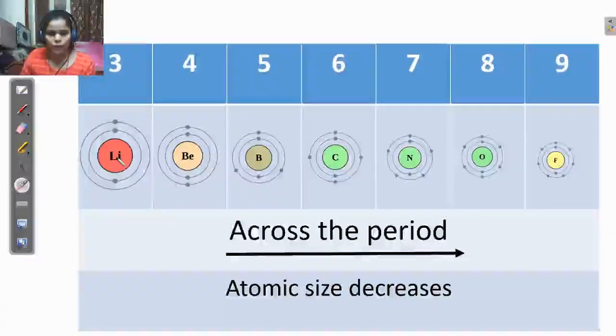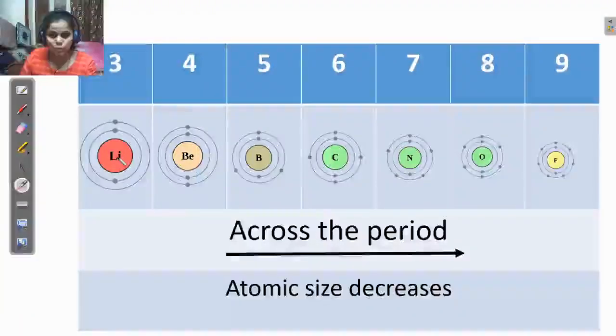So in the case of lithium, the total number of electrons is 1. Just take two atoms from this period, oxygen and lithium. See here, in lithium the outermost shell has only 1 electron, and in the oxygen atom the outermost shell has a total of 6 electrons. So the total positive charge of the oxygen is greater than the lithium.